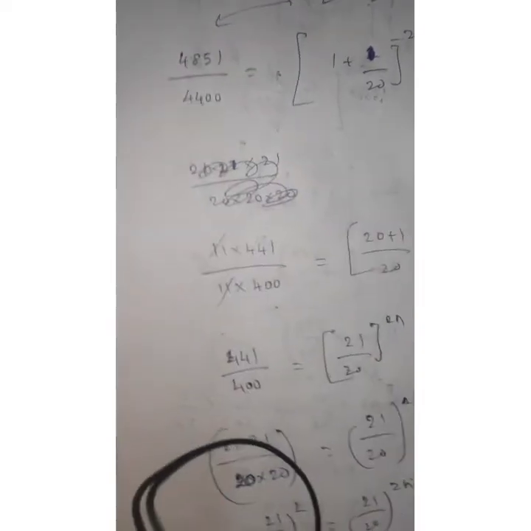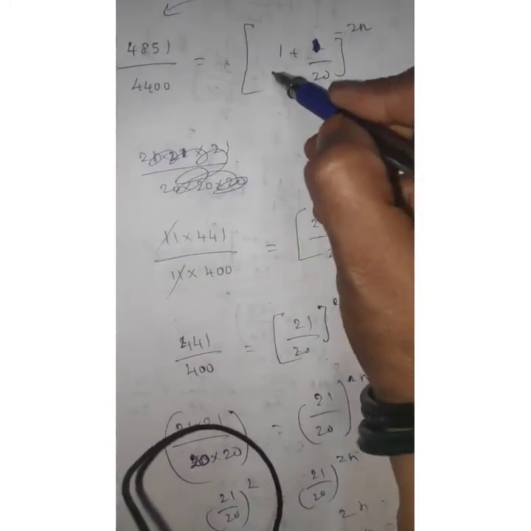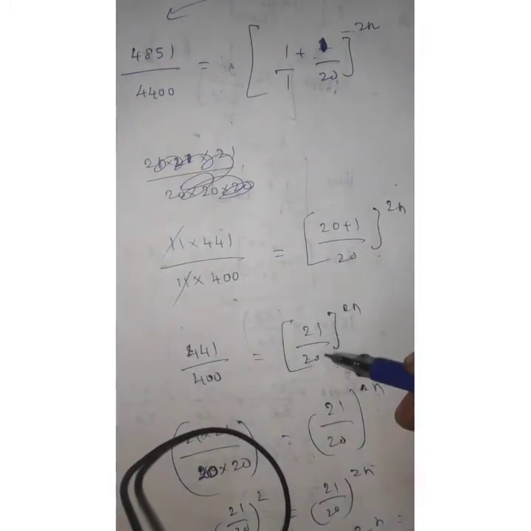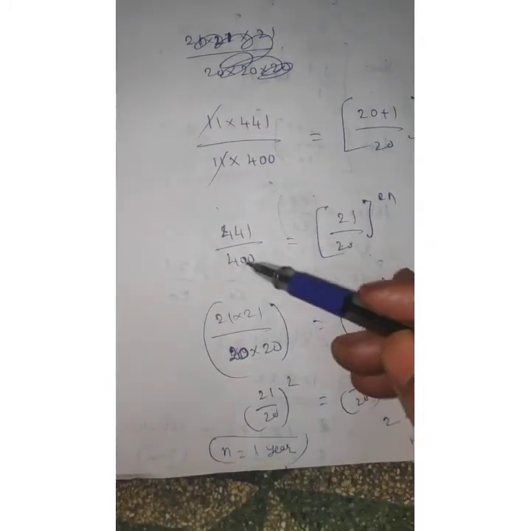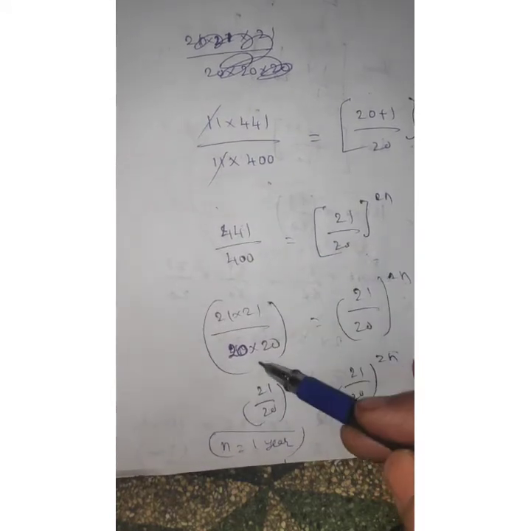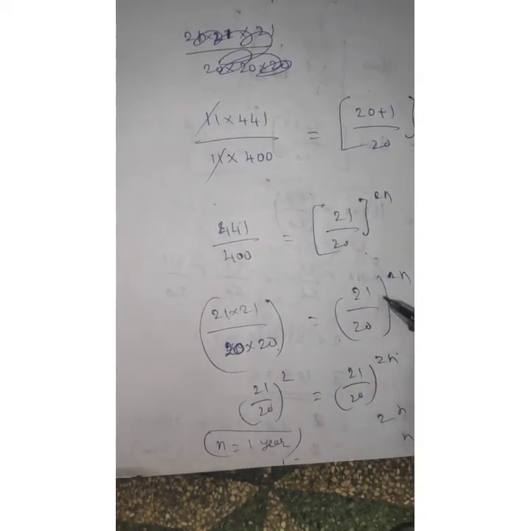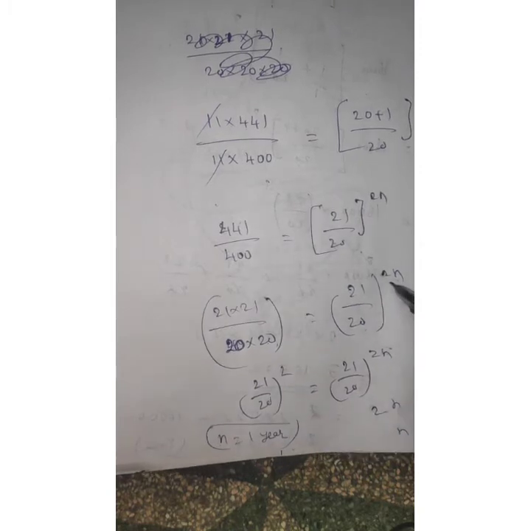4,441 divided by 400 is equal to, here do the cross multiplication for 21 plus 20 equal to 21 by 20 whole power 2n. 21 into 21, the answer is 441. 20 into 20 equal to 400.